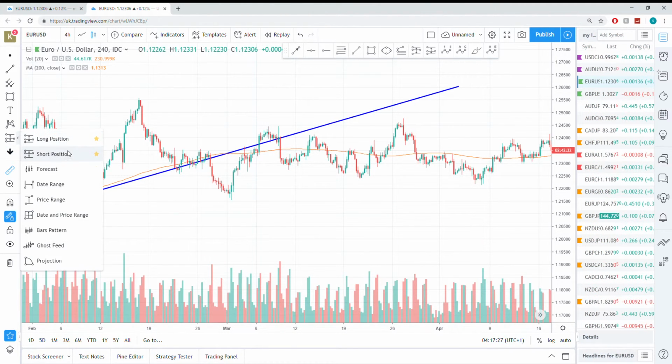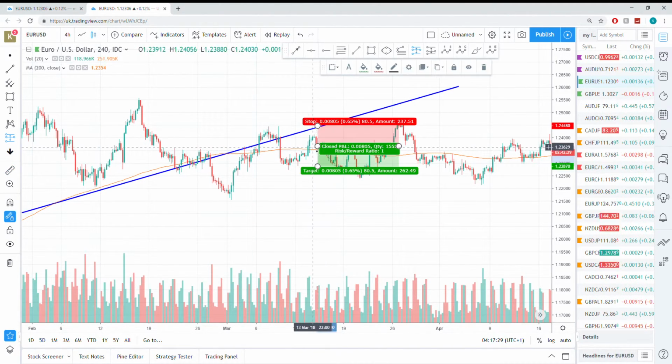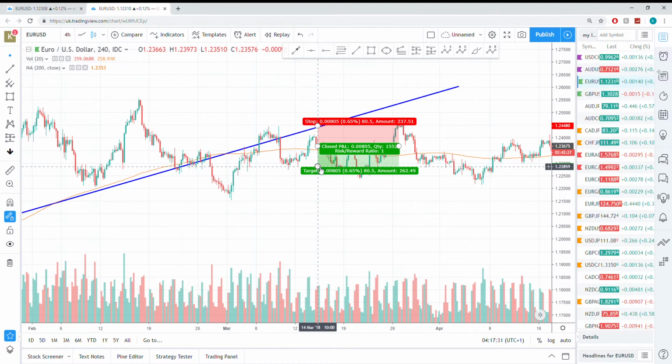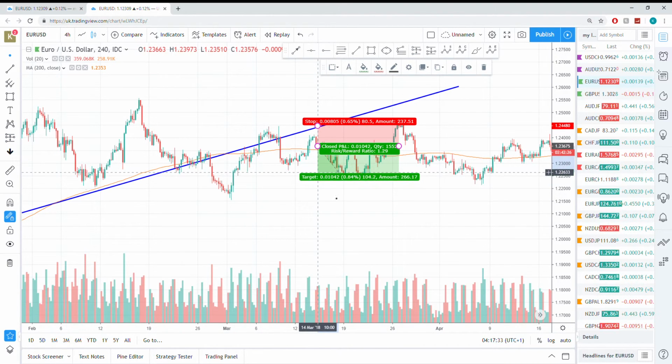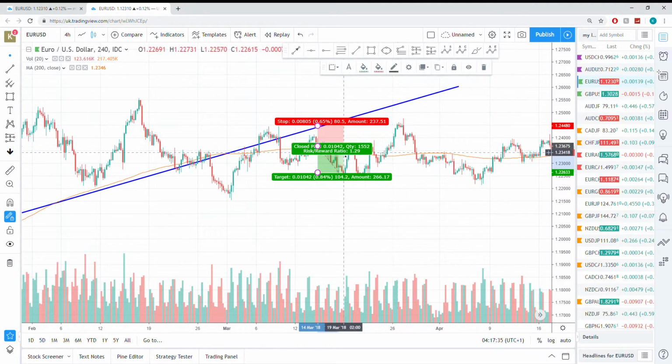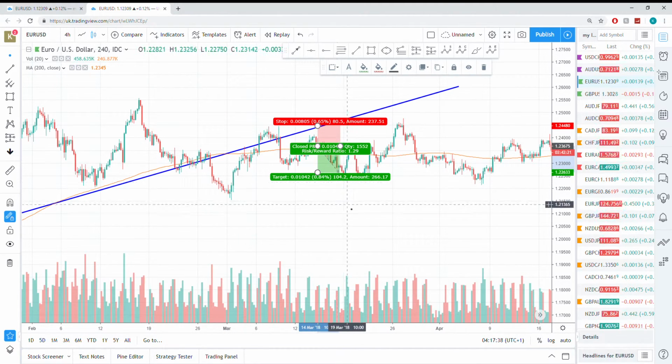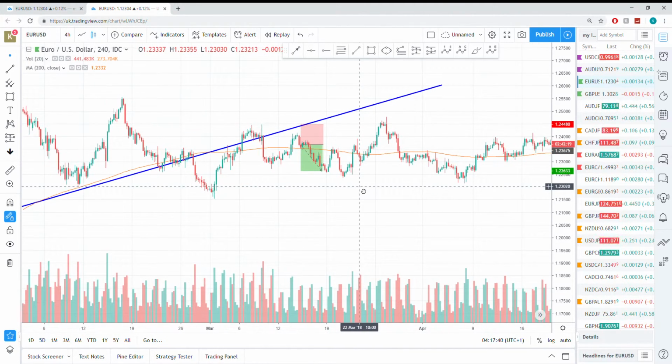Let's just do this one short. Just to document it, something like that would be a very good trade to do, a nice 1.29 risk to reward ratio.